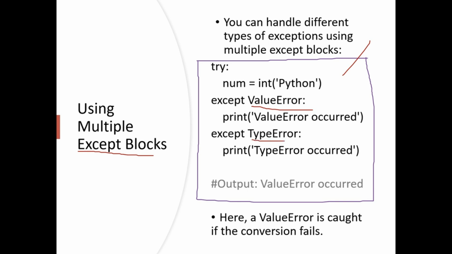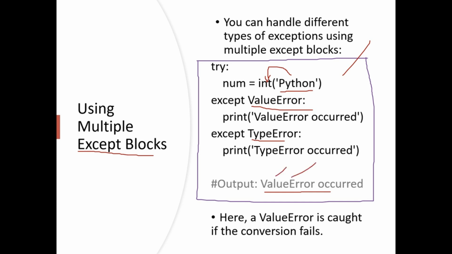data types. When we execute this code, we get output as value error occurred, as we have provided a string to be converted into int, which is not possible, so value error occurred. Instead of Python, in the string, if we had any numeric values, we could convert that number to int. As we cannot convert any alphabet into numeric, we get this value error.